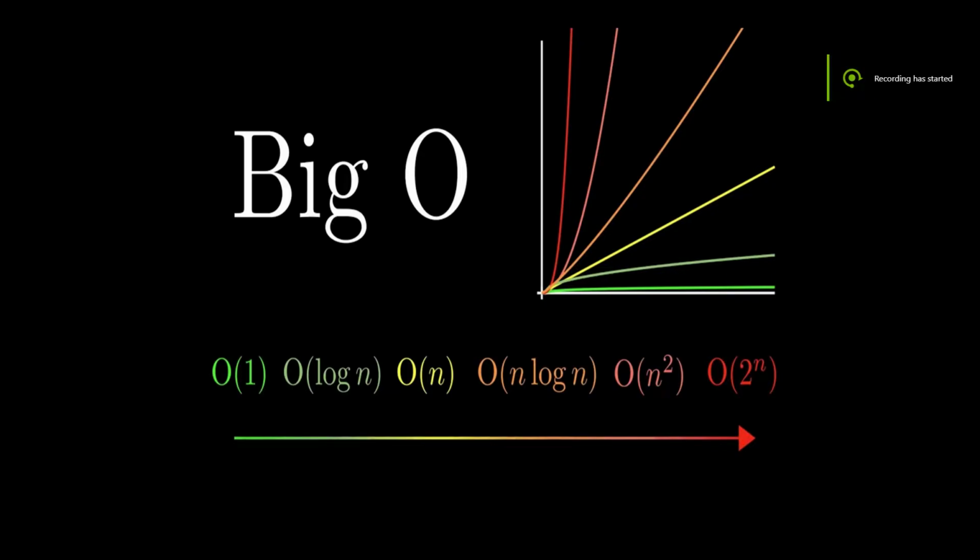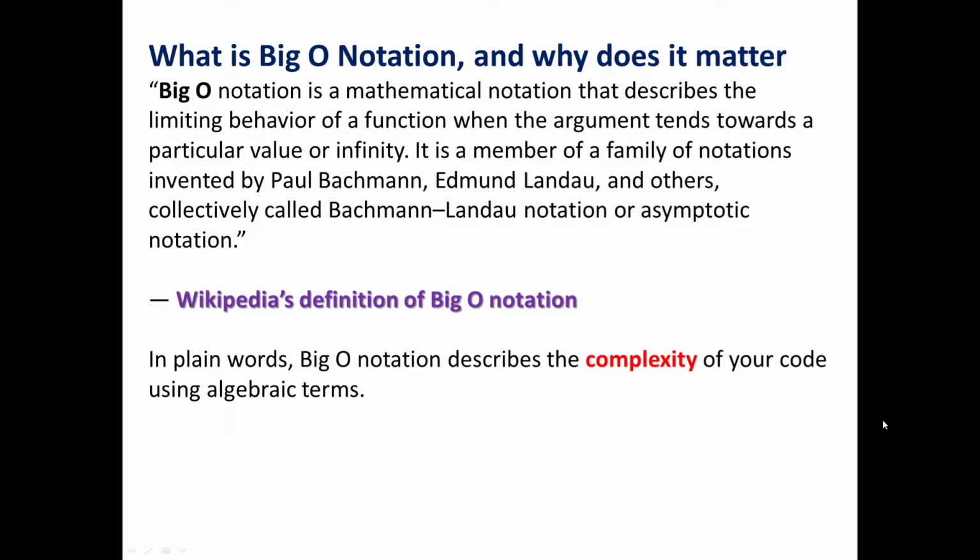Today we are going to discuss big O. What is big O of 1, big O of log n, what are these terminologies, and how we can conclude by just seeing an algorithm what the time complexity of that algorithm is. Okay, what is big O notation and why does it matter?